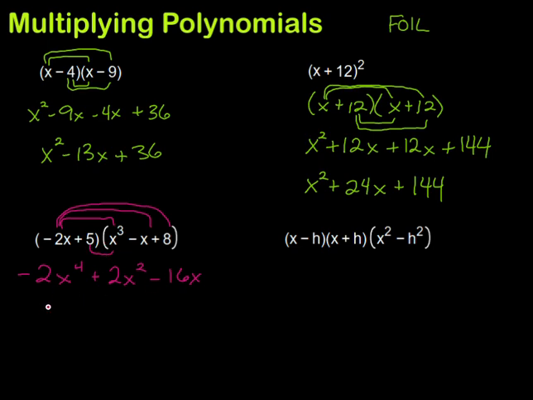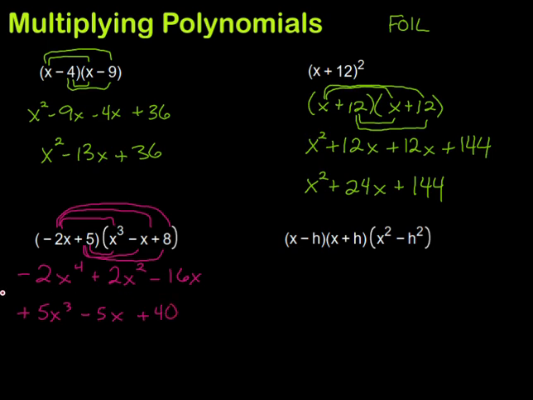So 5x cubed, like so, plus 5x cubed. We'll put all those together in the end. And then 5 times negative x is going to give us negative 5x. And finally, 5 times 8 is going to give us plus 40.